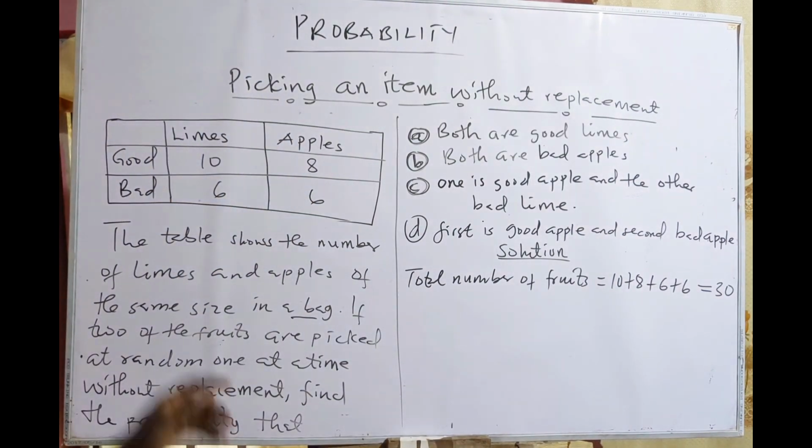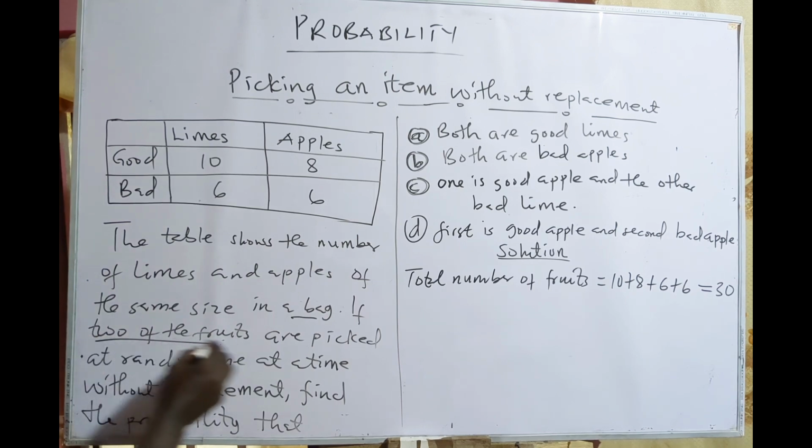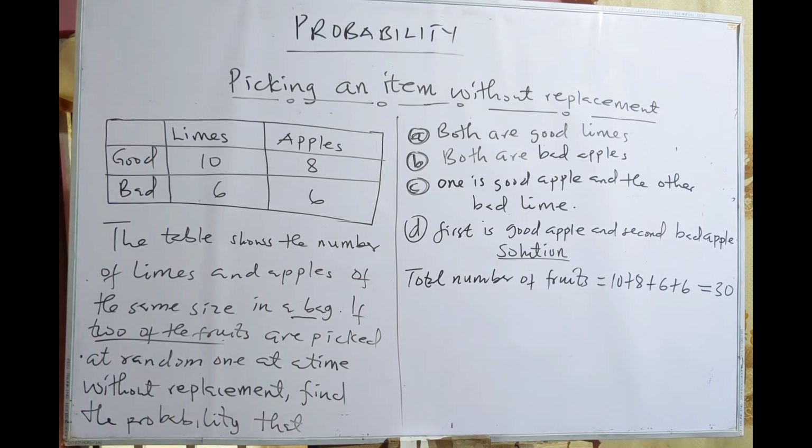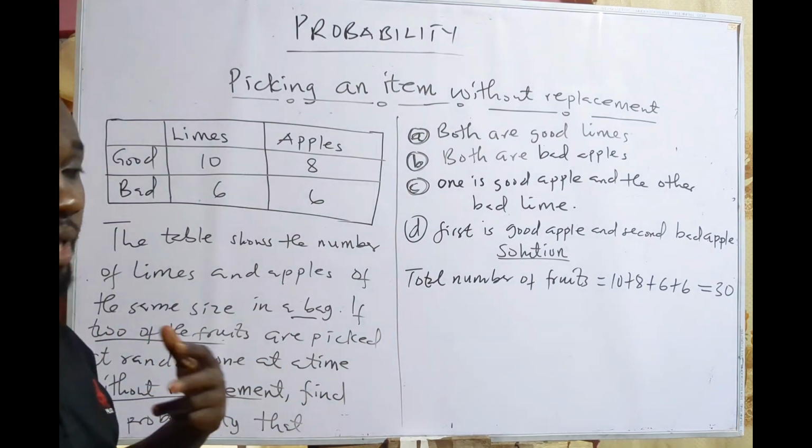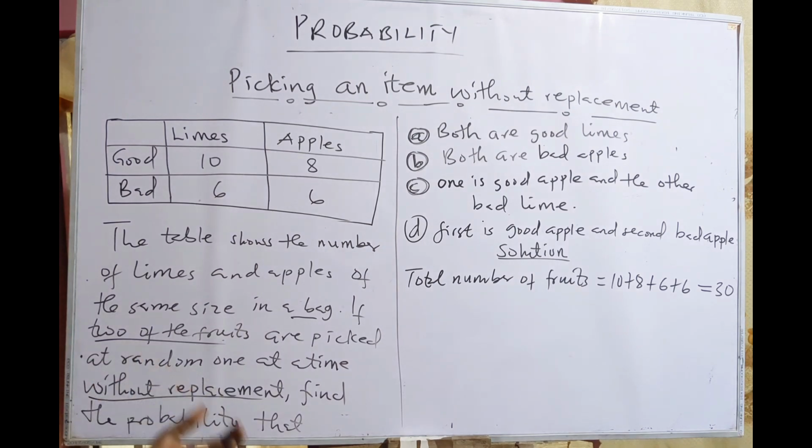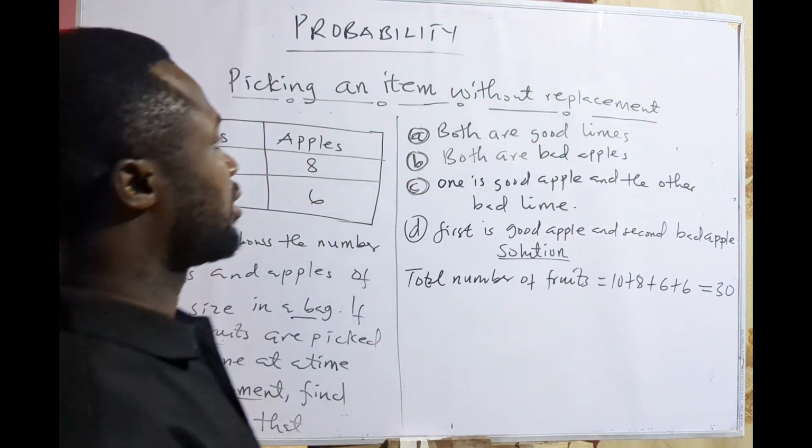Okay, and they say if 2 of the fruits, so we pick 2, without replacement. So take note of the number that is being picked from the bag, and if it is with or without replacement. So this is without replacement. We are picking 2.